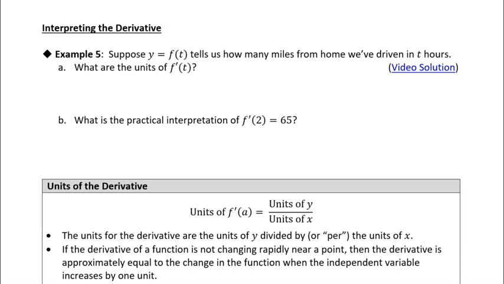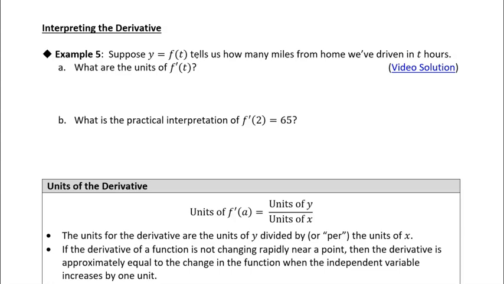And so in this example, it says that suppose y equals f of t tells us how many miles from home we've driven in t hours. Okay, so what does that tell me? That this f of t is in miles, and the t value is in hours. The input is in hours, and we give it a t value, and it gives us how many miles from home we've driven.